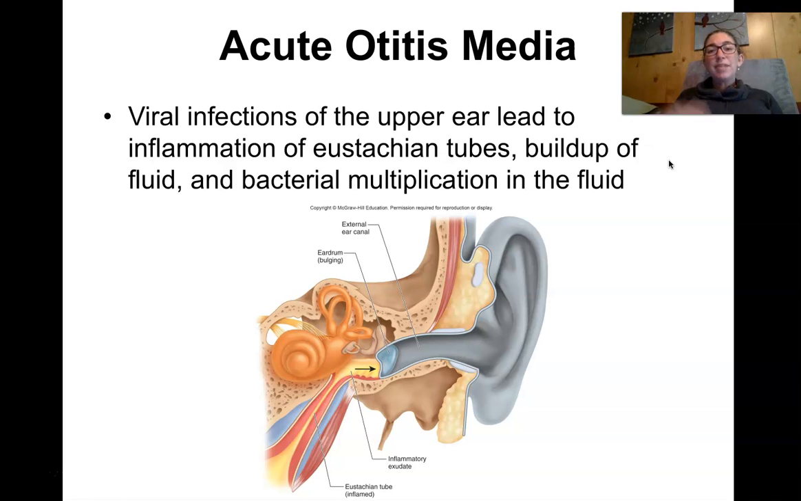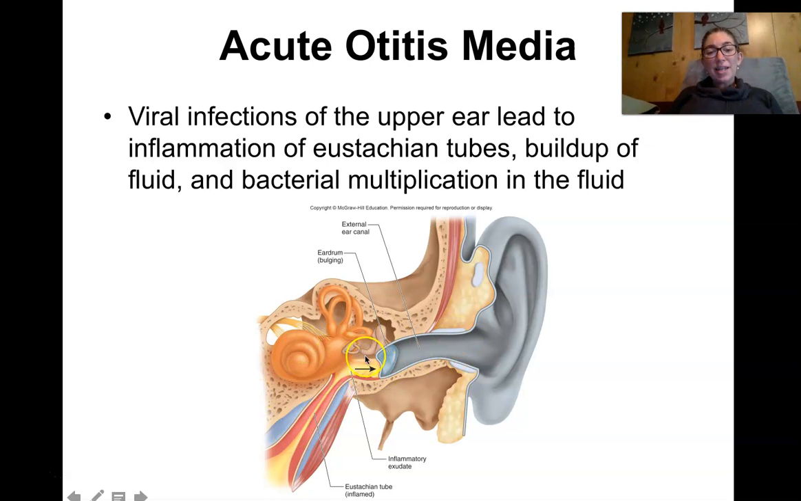Another common upper respiratory tract infection is otitis media, also known as an ear infection. It literally means infection of the middle ear. So here's the external ear canal. It's not talking about an infection in the ear canal, which can happen. That's another type of otitis, otitis externa.